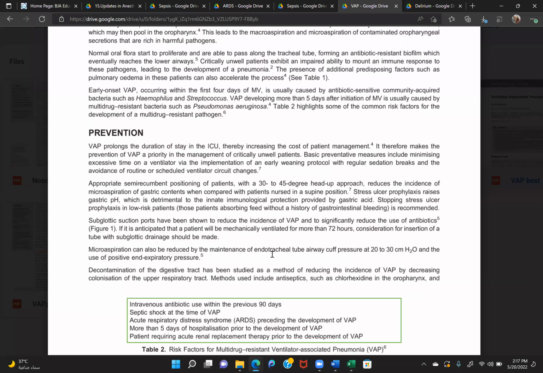Remember one thing, it's a complex issue. What they have written: stress ulcer prophylaxis raises gastric pH, which is detrimental to innate immunological protection provided by gastric acid. Stopping stress ulcer prophylaxis in low risk patients, those absorbing feed without a history of gastrointestinal bleed, is recommended. So in one way it is increasing the chances, in the other way it is decreasing the chances.